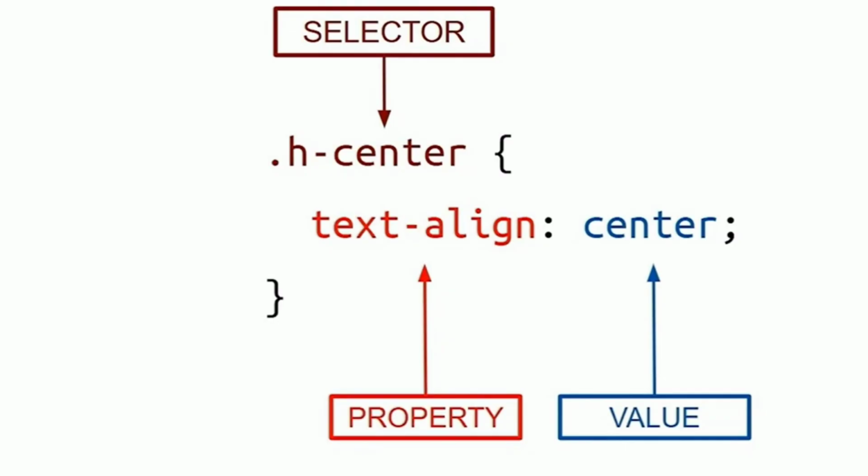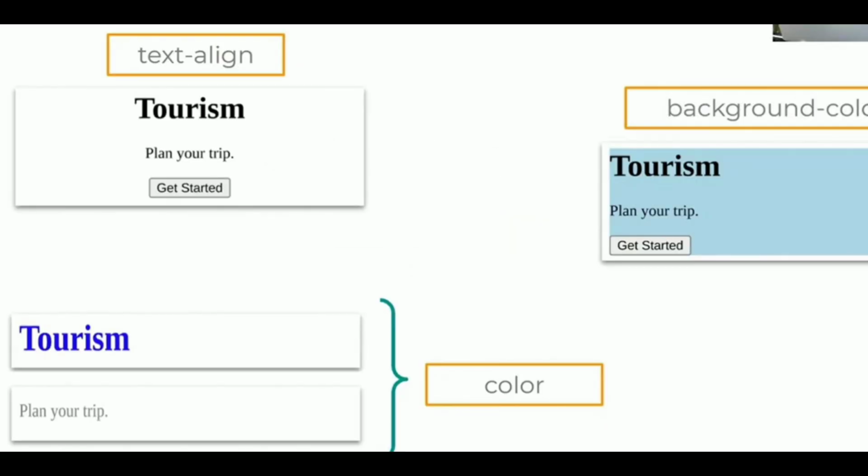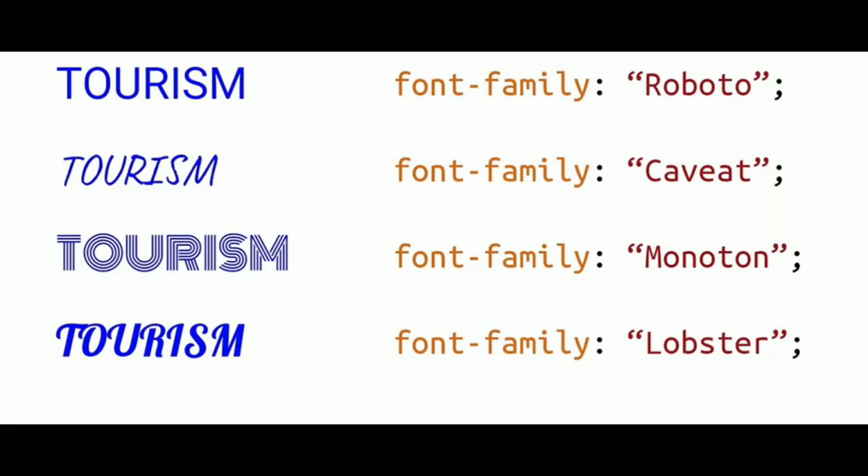Every CSS rule follows this format: selector, open braces, property and value. For example, h1 is the tag name, color is the property, blue is the value. And let us see the CSS selectors. There are 3 types of selectors: class selector, ID selector, tag selector.